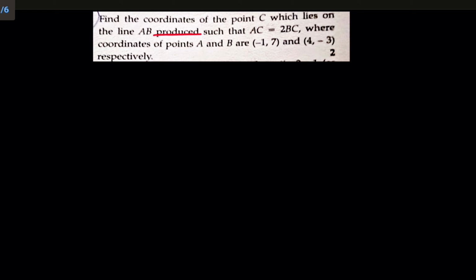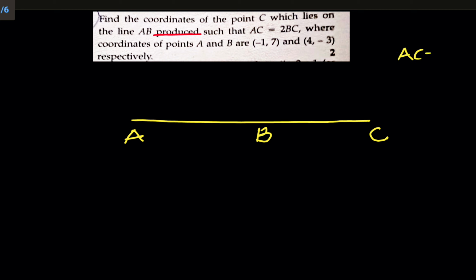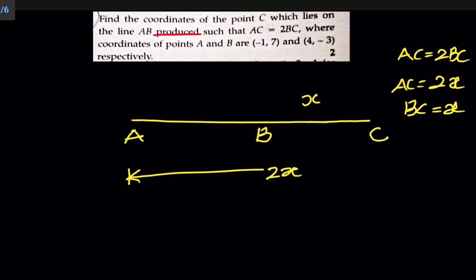Line AB produced. So we have AB, and AB is produced to point C such that AC equals 2BC. Now let us say BC is x, then AC will be equal to 2x. So let's write down BC is x and AC is 2x. From that we know that AB is also equal to x.